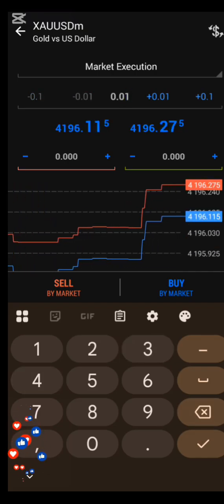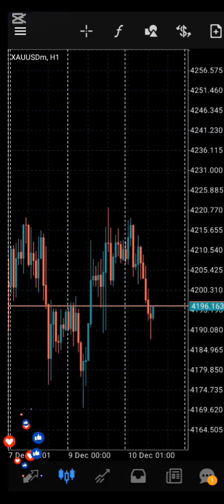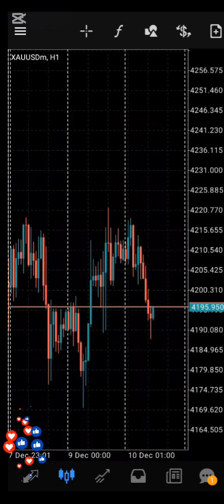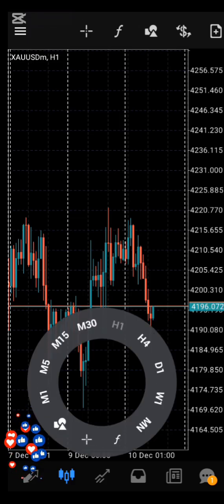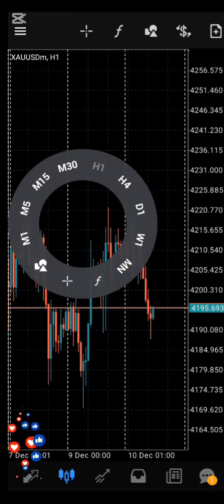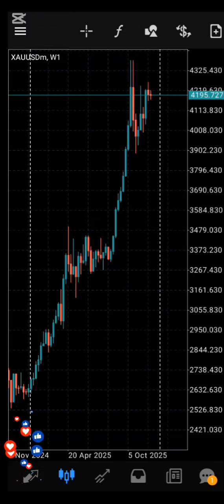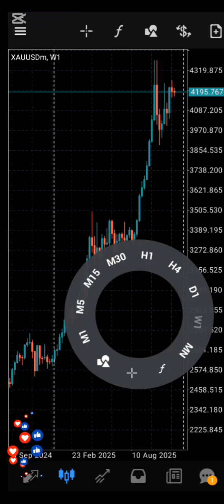So for now, this is the simple basics you need to know about Metatrader 4. And if you come to this place, it is called the time frame. There's a time frame for every chart. This is a 1 hour time frame. If you come to 4 hours, you see a 4 hour time frame. Also the daily, the weekly, and up to the monthly.